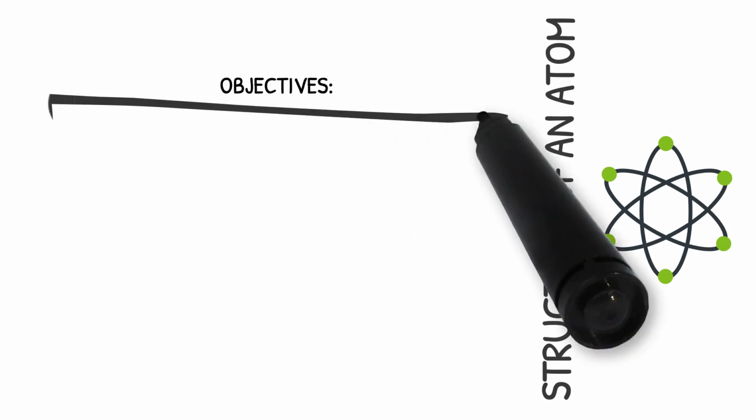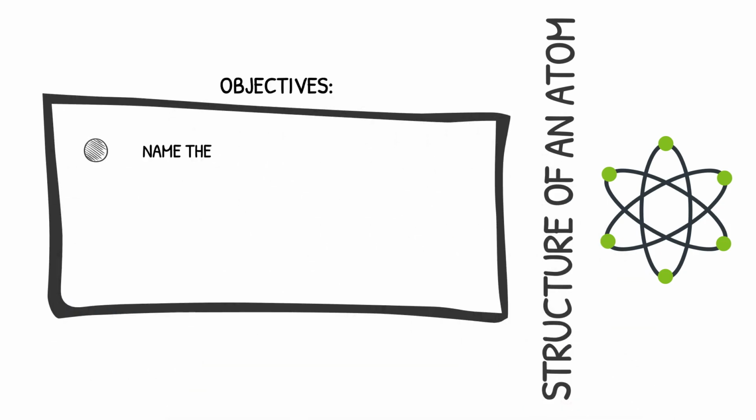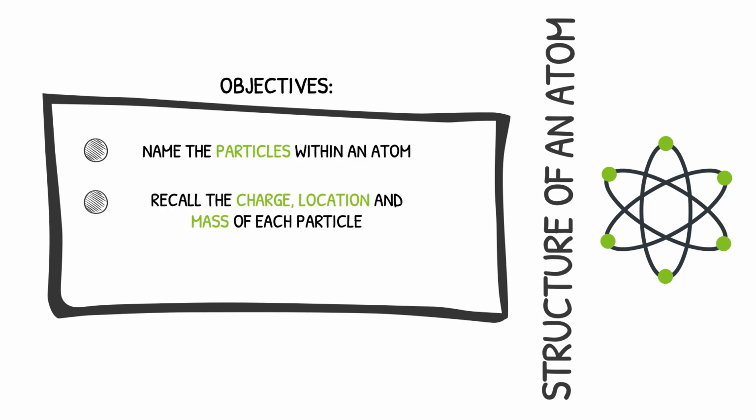In this video, we are looking at the structure of an atom. By the end of this video, you should be able to name the particles found within an atom, recall the charge, location and mass of each particle, and explain why all atoms are electrically neutral.